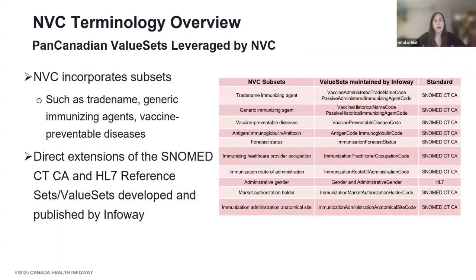So just to give you a better understanding of what content is leveraged from Infoway by NVC. Here in the table, you can see that NVC has different subsets. So for example, the trade name, the antigens, immunizing healthcare provider occupation, and they're all direct extensions of the SNOMED CT-CA and the HL7 reference sets, value sets that are developed and published by Infoway. Next slide, please.